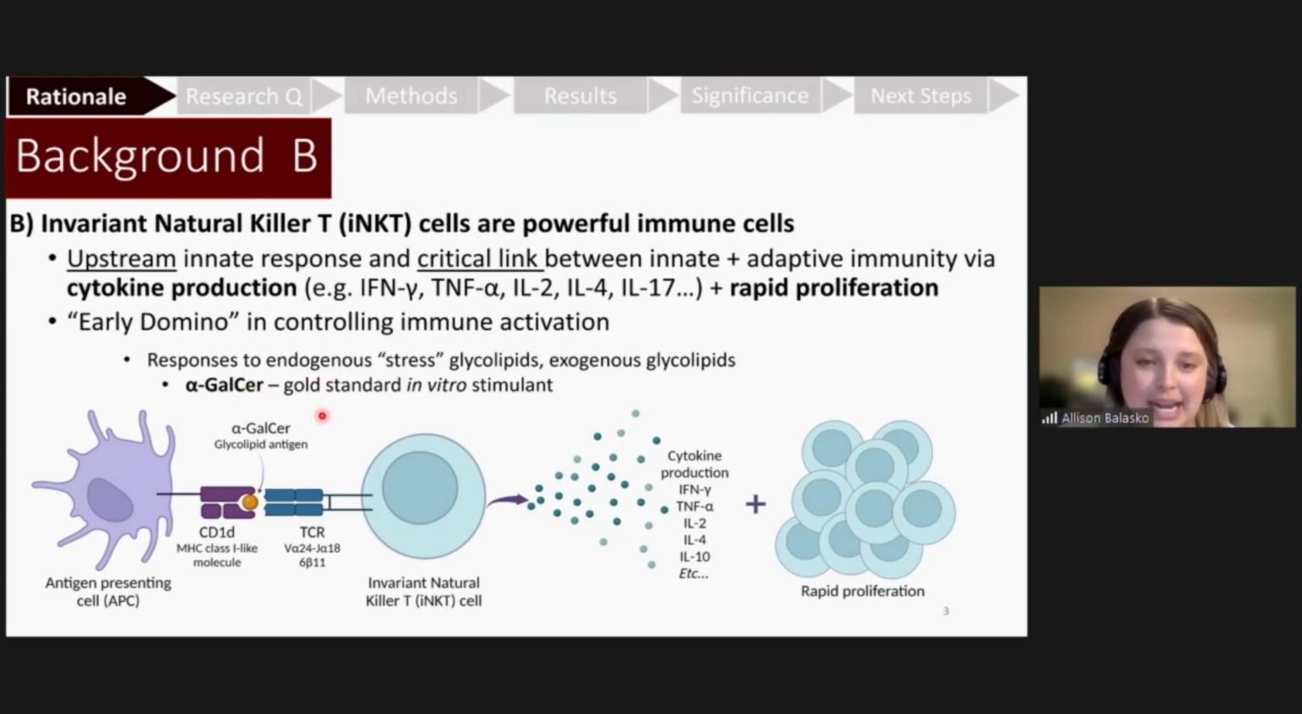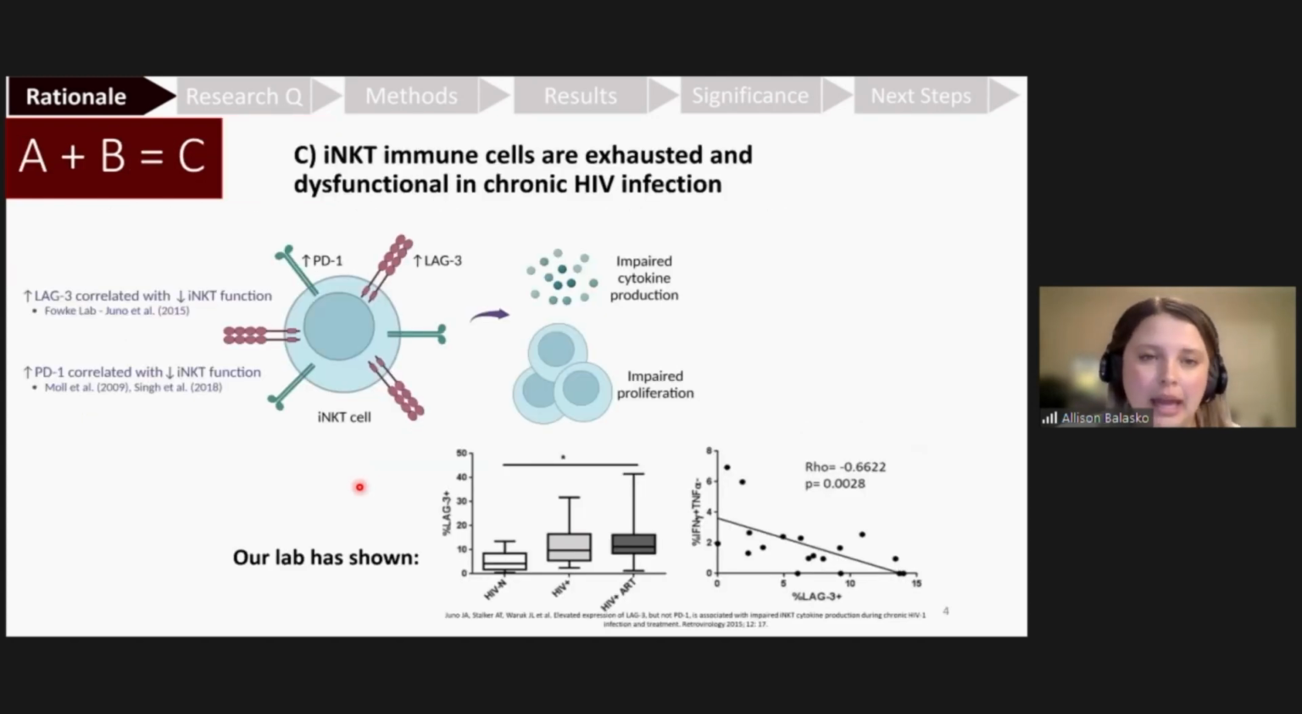That's a gold standard in vitro stimulant. It's something we use in the lab to stimulate iNKT cells. It works by this mechanism. So if you put the two of these together, in chronic HIV infection, we see that iNKT cells are exhausted and dysfunctional.